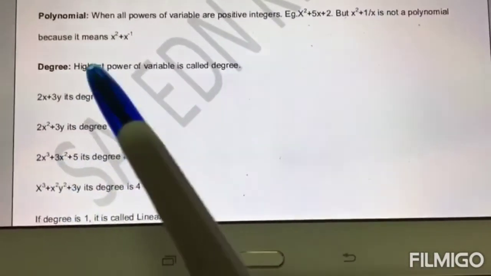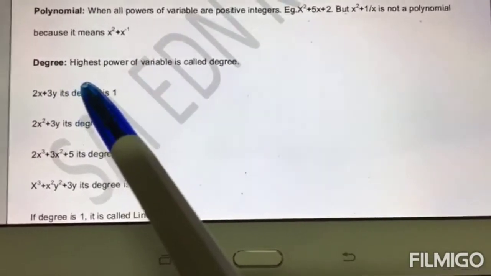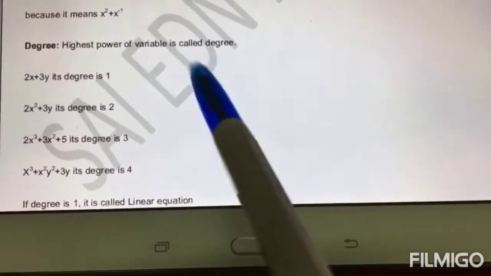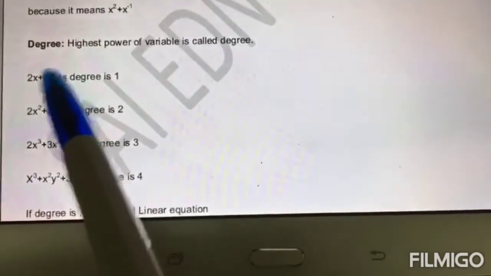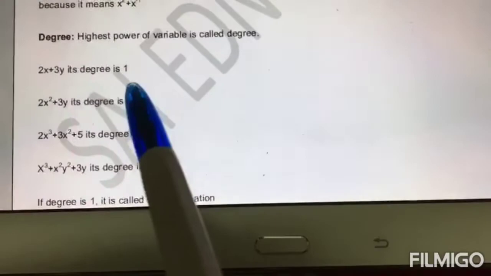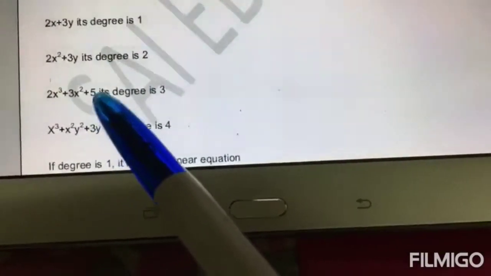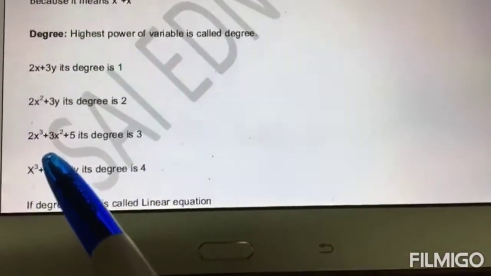So we have to know a concept called degree. What is a degree? Degree is the highest power of a variable in an expression. It is called the degree of that expression. For example, 2x plus 5, the degree of this expression is 1. 2x squared plus 3y, the degree of this expression is 2. 2x cubed plus 3x squared plus 5. What is the highest power of the variable here? It is cube, x cubed. So the degree is 3.